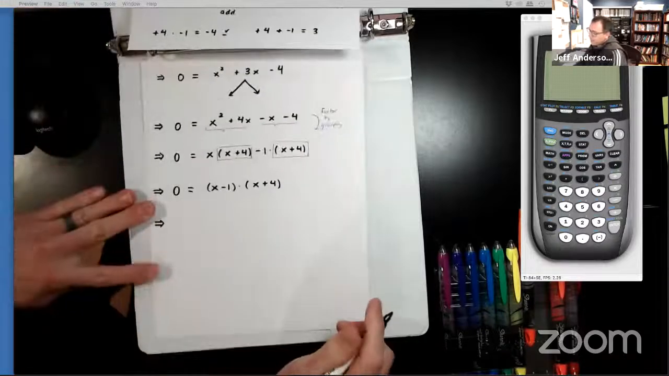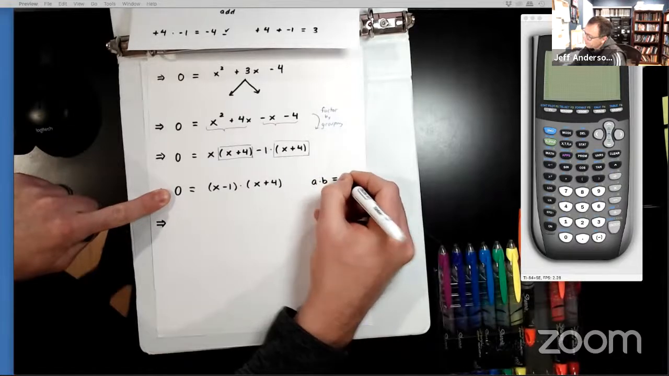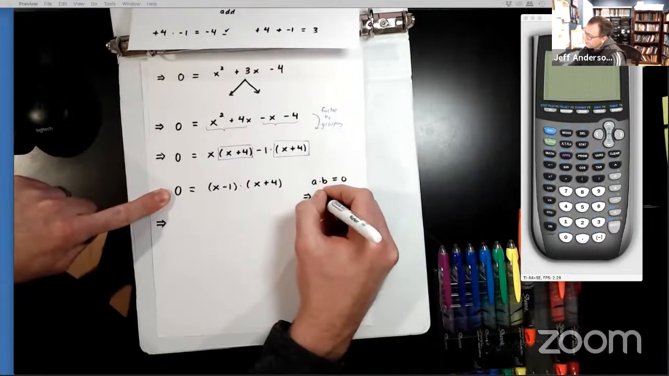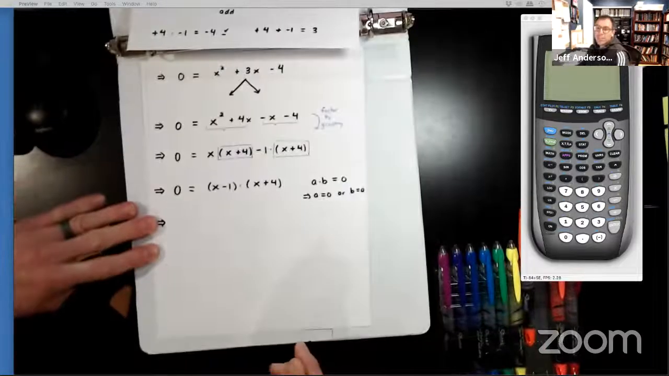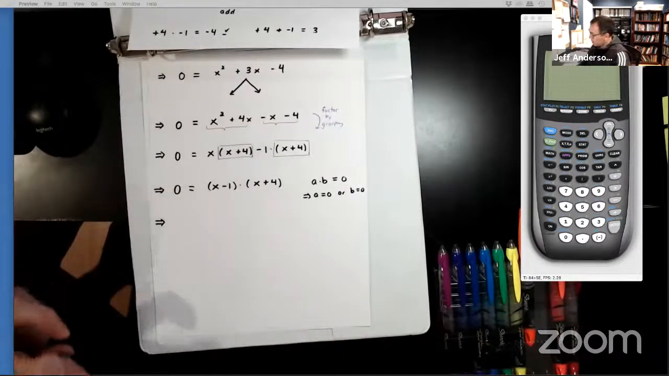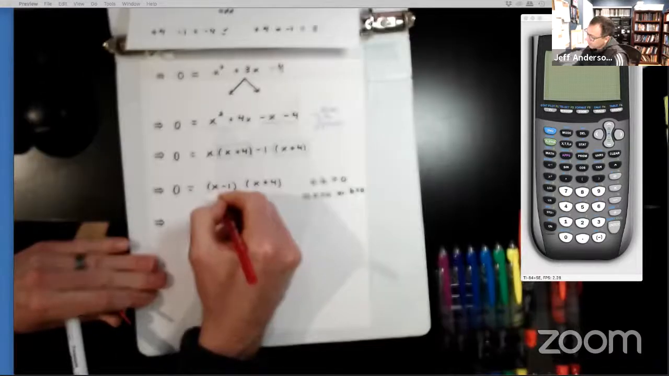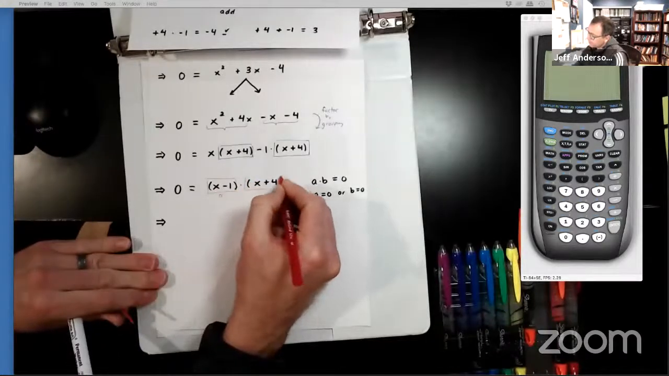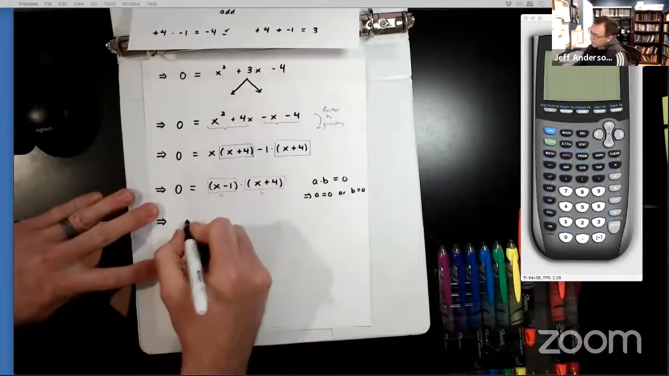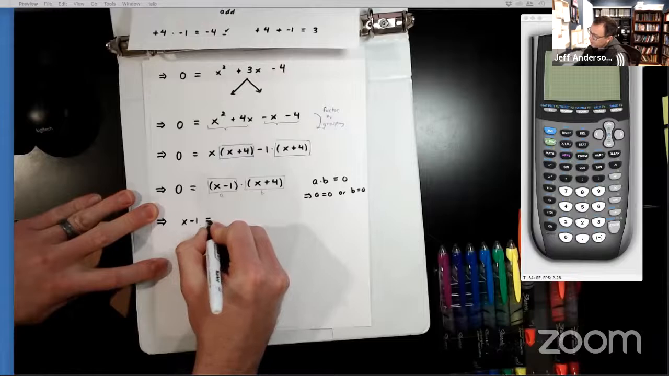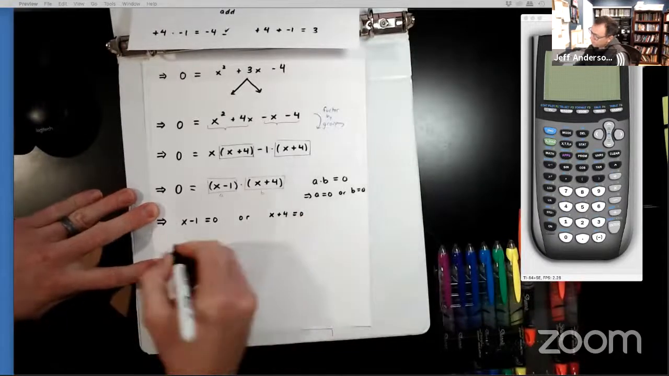Well, anytime we have a times b equal to 0, that either means that a is equal to 0 or b is equal to 0. That's called the zero product property. So if I think about this, here I've got something that looks like a times b is equal to 0. So I can either say that x minus 1 is 0 or x plus 4 is 0.